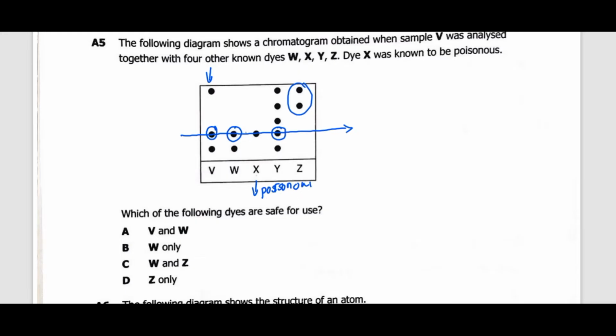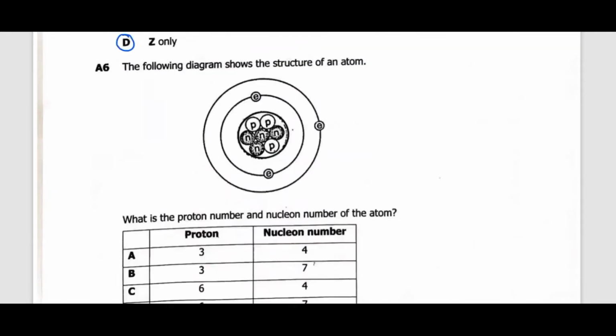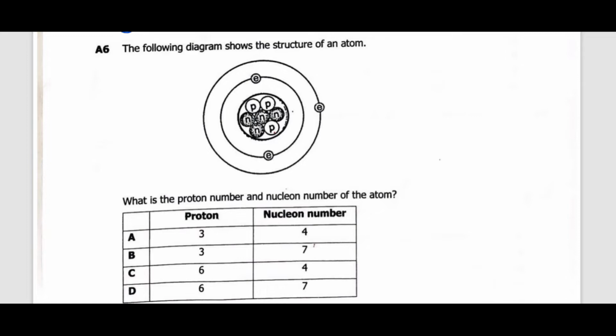So let's look at the question. Which of the following dyes are safe for use? So the answer is Z only, because the other samples have spots that are corresponding with the poisonous X. So we move on to question 6 here.